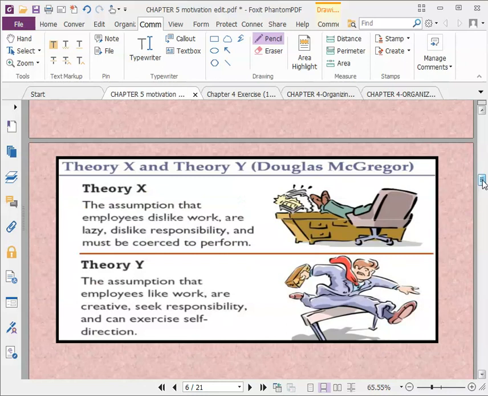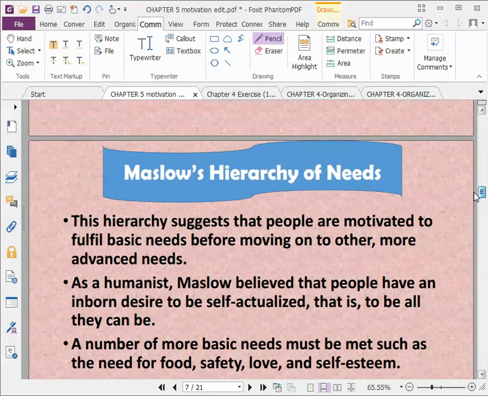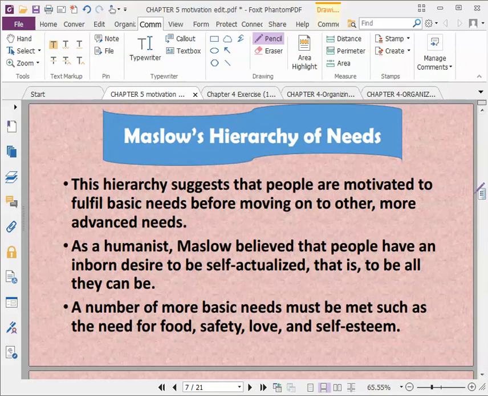So here is the theory, X and Y. Theory X is the assumption that employees dislike work, are lazy, dislike responsibility, and must be forced to perform. But theory Y is the assumption that employees like work, are creative, seek responsibility, and can exercise direction. Douglas McGregor is the person who found theory X and Y. So enough for theory X and Y. I hope that you will understand what is theory X and what is theory Y under Douglas McGregor.